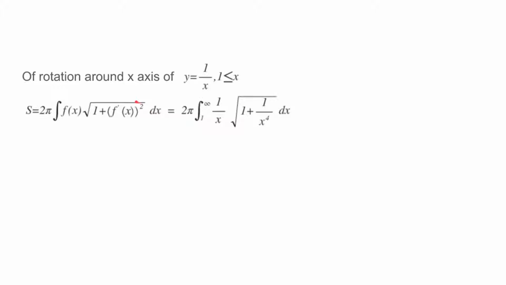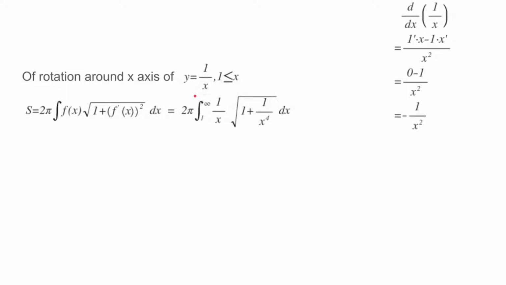Let's take a look at this example of rotation around the x-axis of y equals 1 over x, where x is bigger than 1. The first thing we should do is write down the formula. S equals 2 pi integral of f(x) times the square root of 1 plus the derivative f'(x) squared dx. When we put in the numbers we have right now, the formula becomes 2 pi integral from 1 to infinity of 1 over x times the square root of 1 plus 1 over x to the 4th dx. And here is how to solve the derivative f'(x).